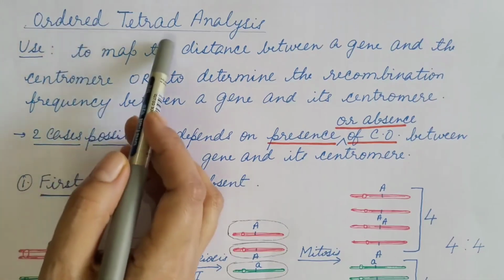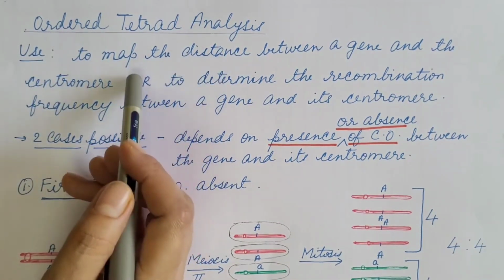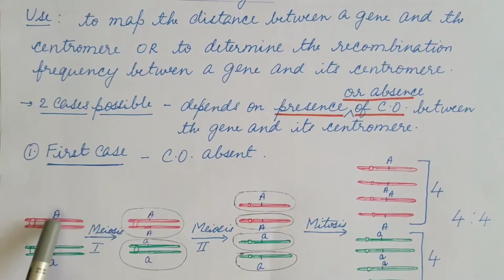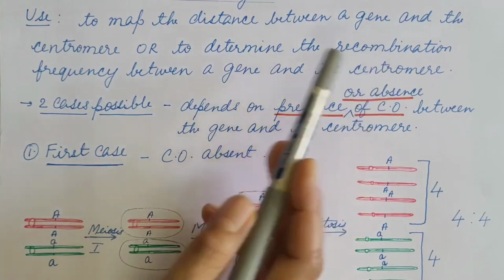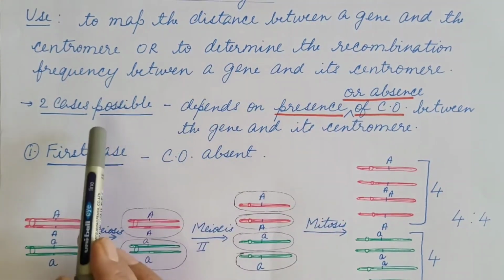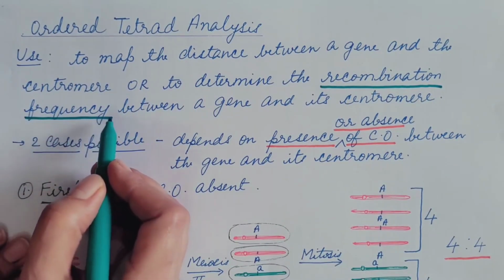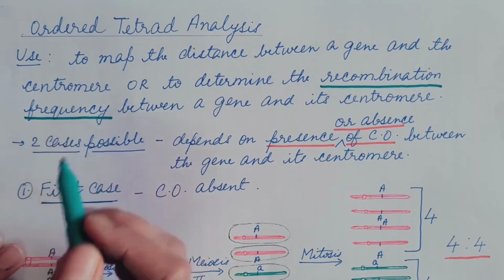Ordered tetrad analysis is used to map the distance, or determine the distance, between a gene and the centromere. This is the gene and this is the centromere. Then the distance between the gene and the centromere is determined, or it is used to determine the recombination frequency between a gene and its centromere. You can understand recombination frequency in my video on genetic mapping. The link is given in the description box.